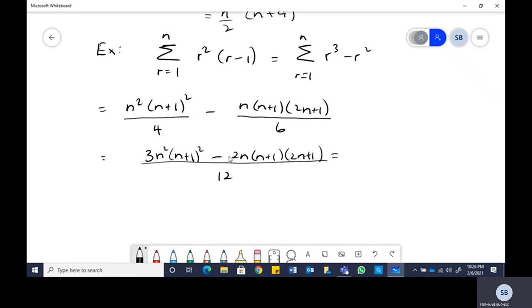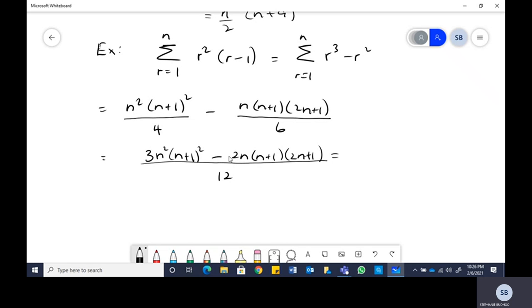Different approaches just tend to be quicker and shorter sometimes, right? So just keep that in mind. All right, n plus 1, and in brackets, if you were to simplify that, I'll just tell you, you're supposed to get 3n squared minus n minus 2 all over 12.